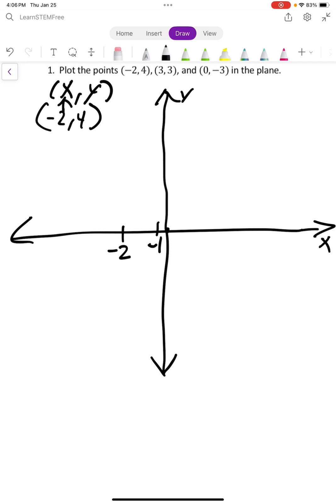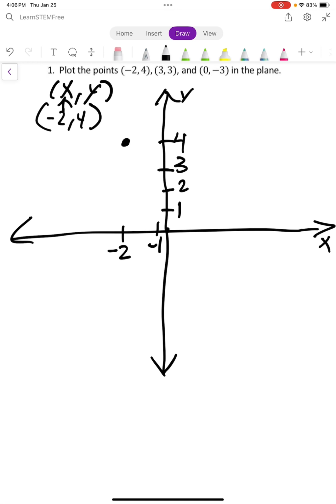Remember, y is going up and down vertically. So y positive is going to be up, negative is going to be down. So we're going to do 1, 2, 3, 4. We start at -2 for the x, then we go up to 4 for the y, which is going to be right here. So that's the first point.